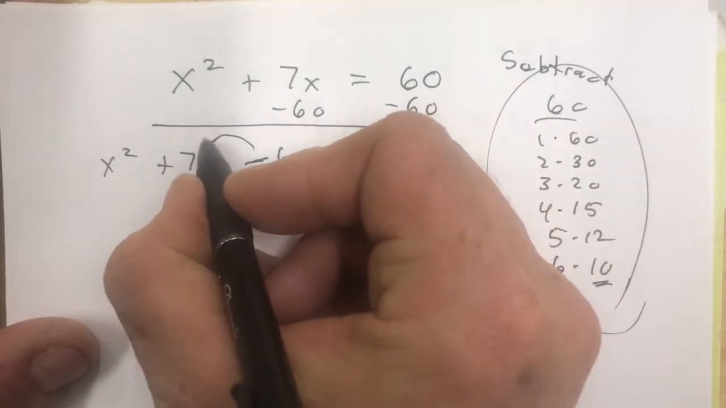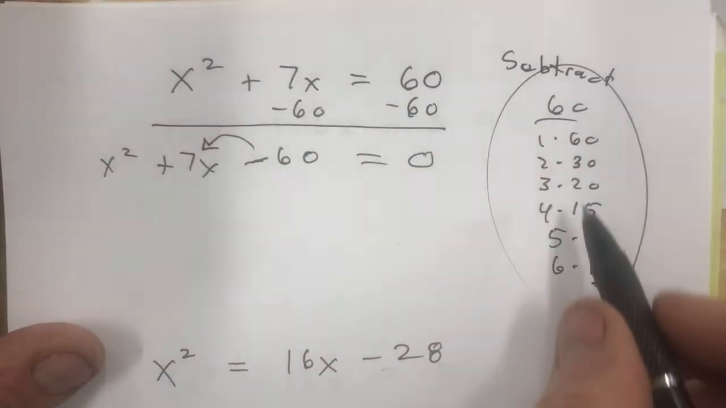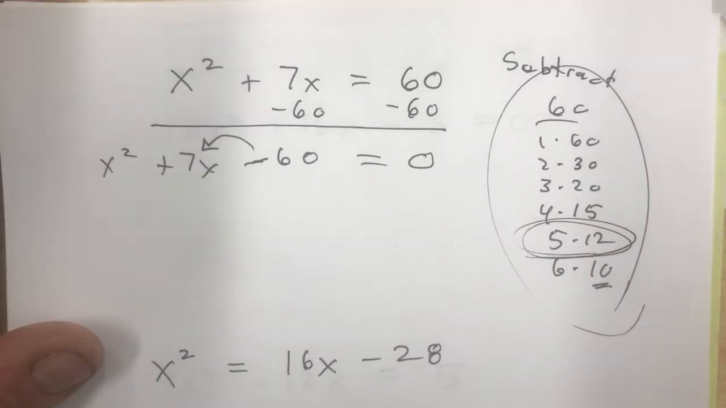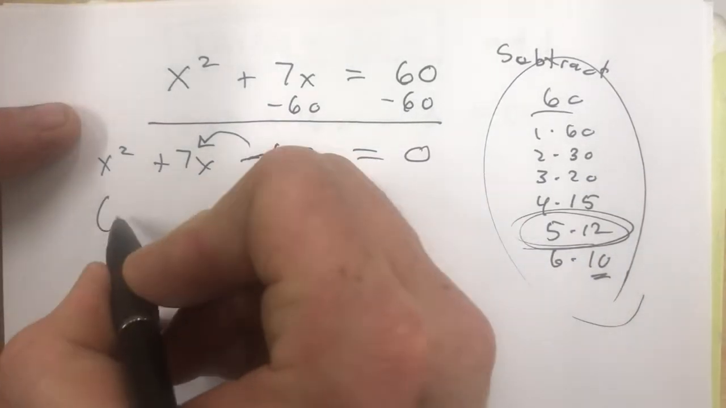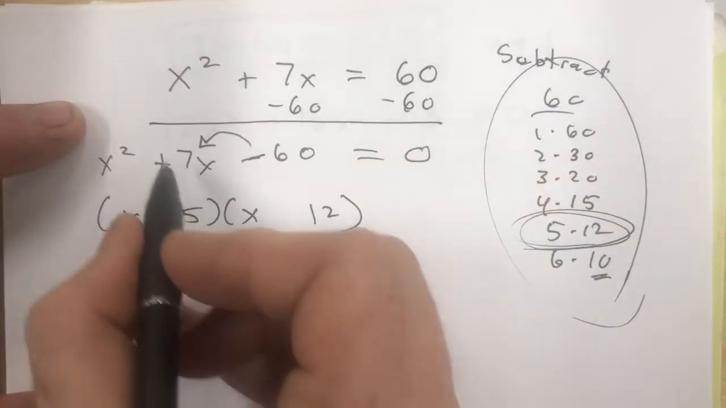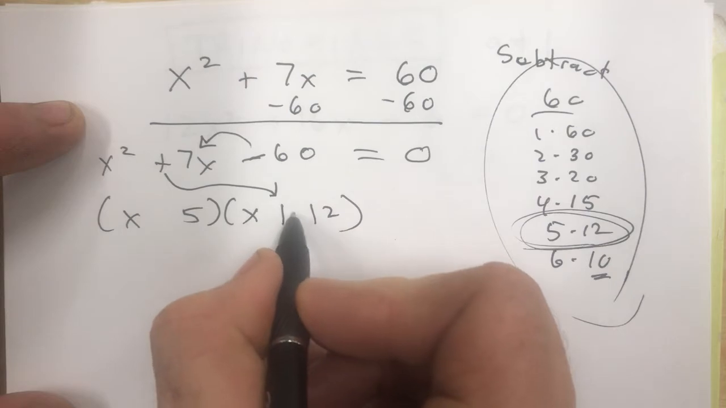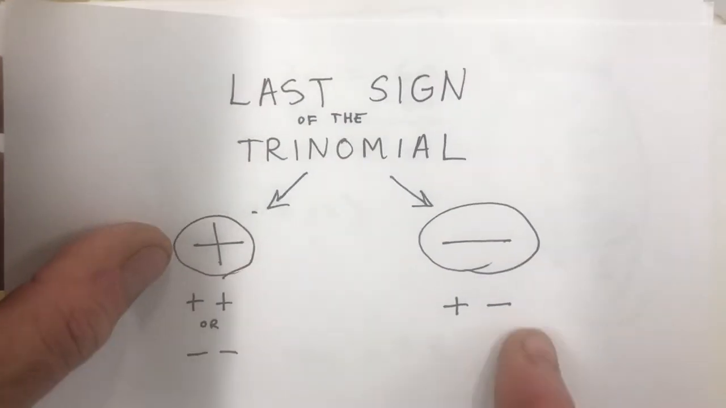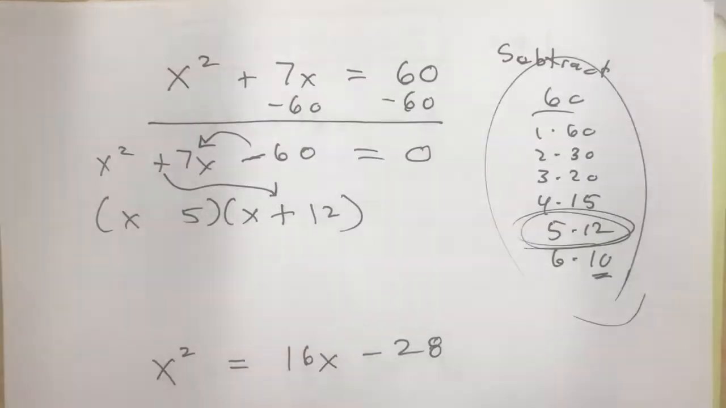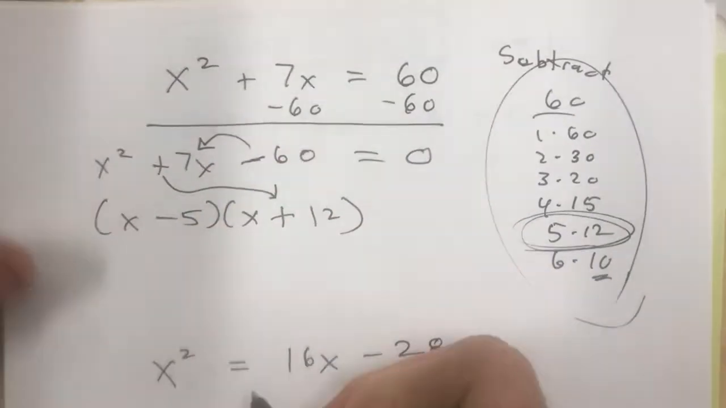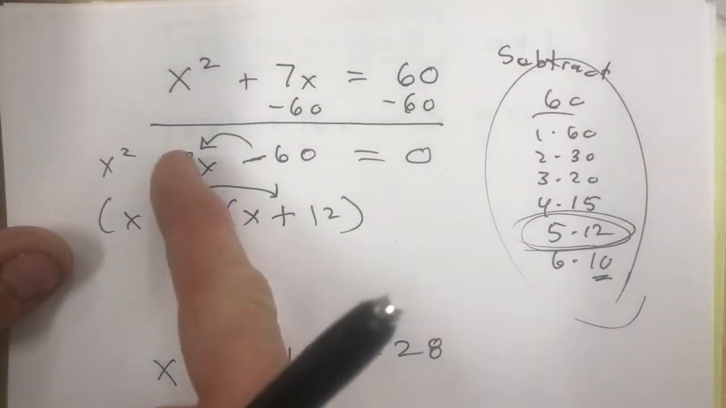See, I got to subtract and get 7. Which ones subtract and get 7, right? 5 and 12. 5 and 12 go in my factors. So I've got x and 5, x and 12. This sign goes to the big one. And my last sign is a minus. And remember now, if your last sign's a minus, they have to be opposites. So I've already got a plus here. That means this has to be a minus there. And there's my factors for this trinomial.